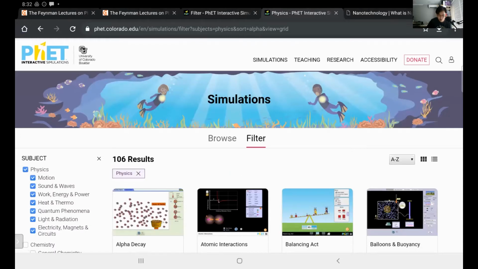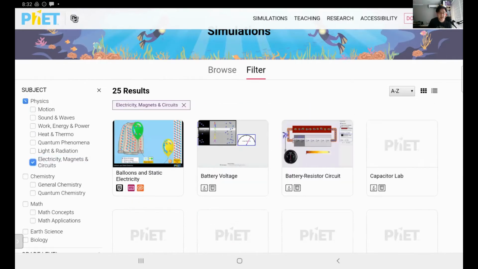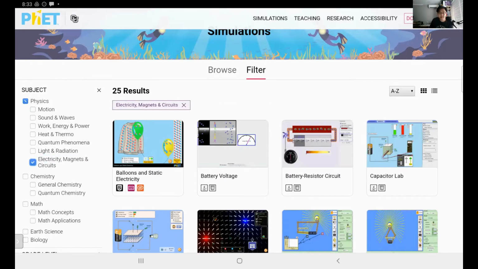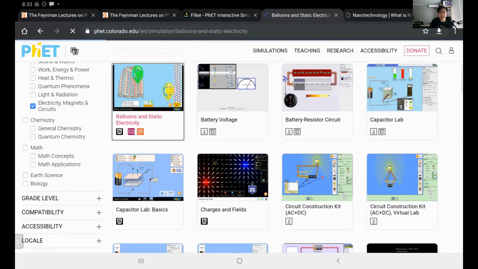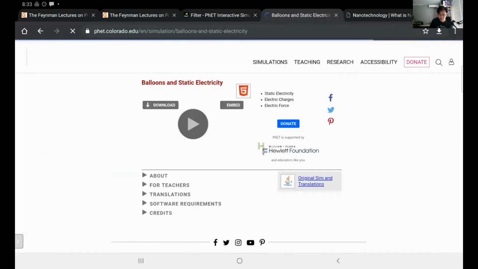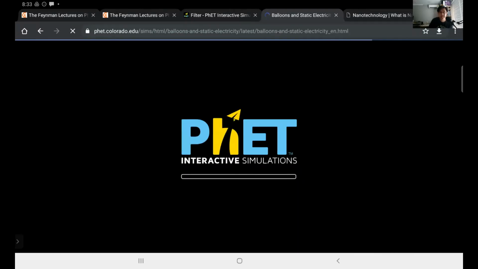Okay, so what we are going to focus on now is the electricity, magnets, and circuits. So I'm just going to uncheck all those and focus on just the electricity stuff. All right, and the one that I would like to take a look at first is the first one, the upper left corner. All right, let's start with that one. It's an HTML5, so you guys can just run it on the web browser. That's kind of nice. Okay, just wait a bit.